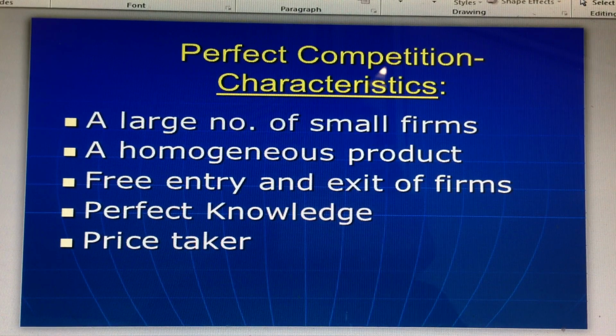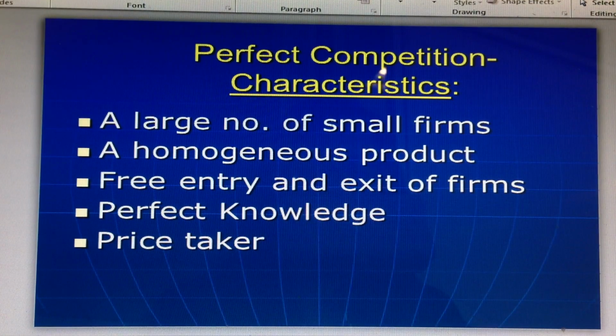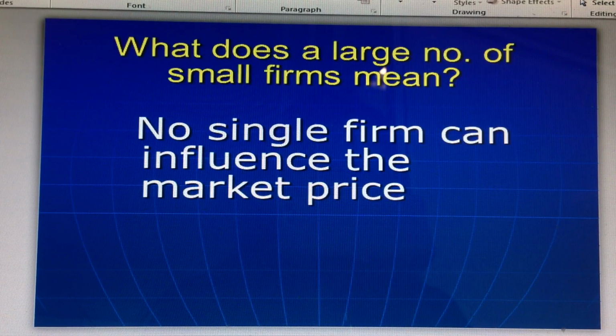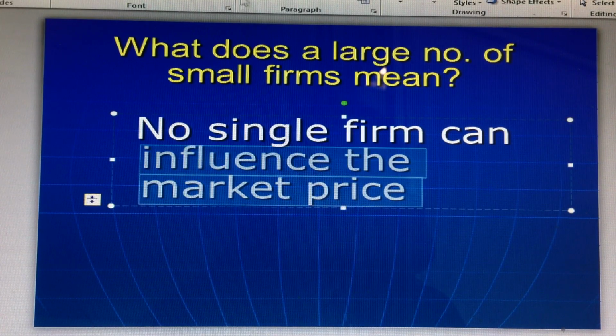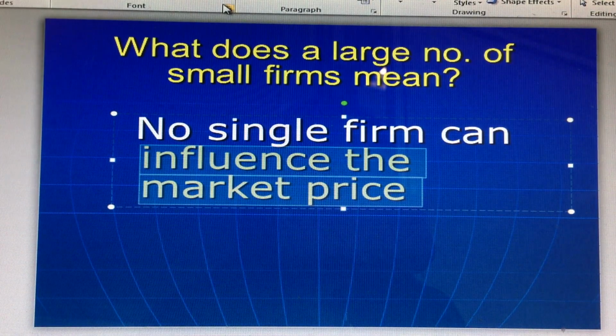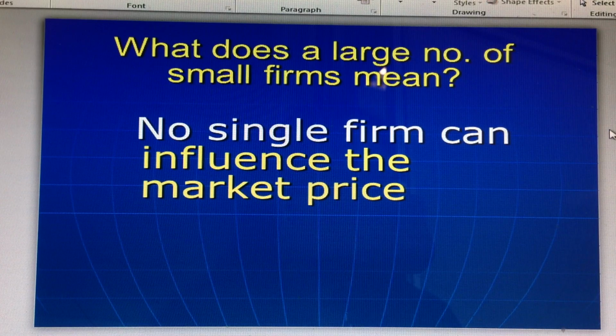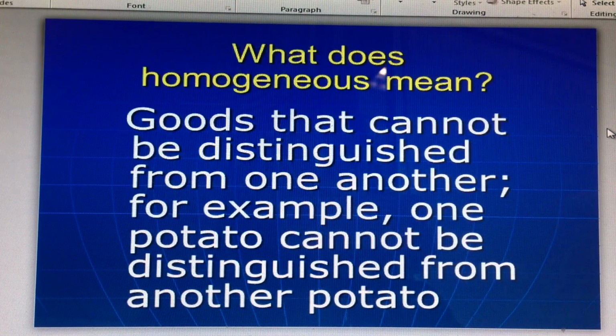For perfect competition, we have a large number of small firms. Meaning we will go through one by one for each of the characteristics. The first one, what is the implication of a large number of small firms? That means no one can influence the price. There will only be one price. You cannot change the price, all right? Because there are so many firms around. If you charge higher than other people, the customers will not buy from you. Basically, that's the idea.